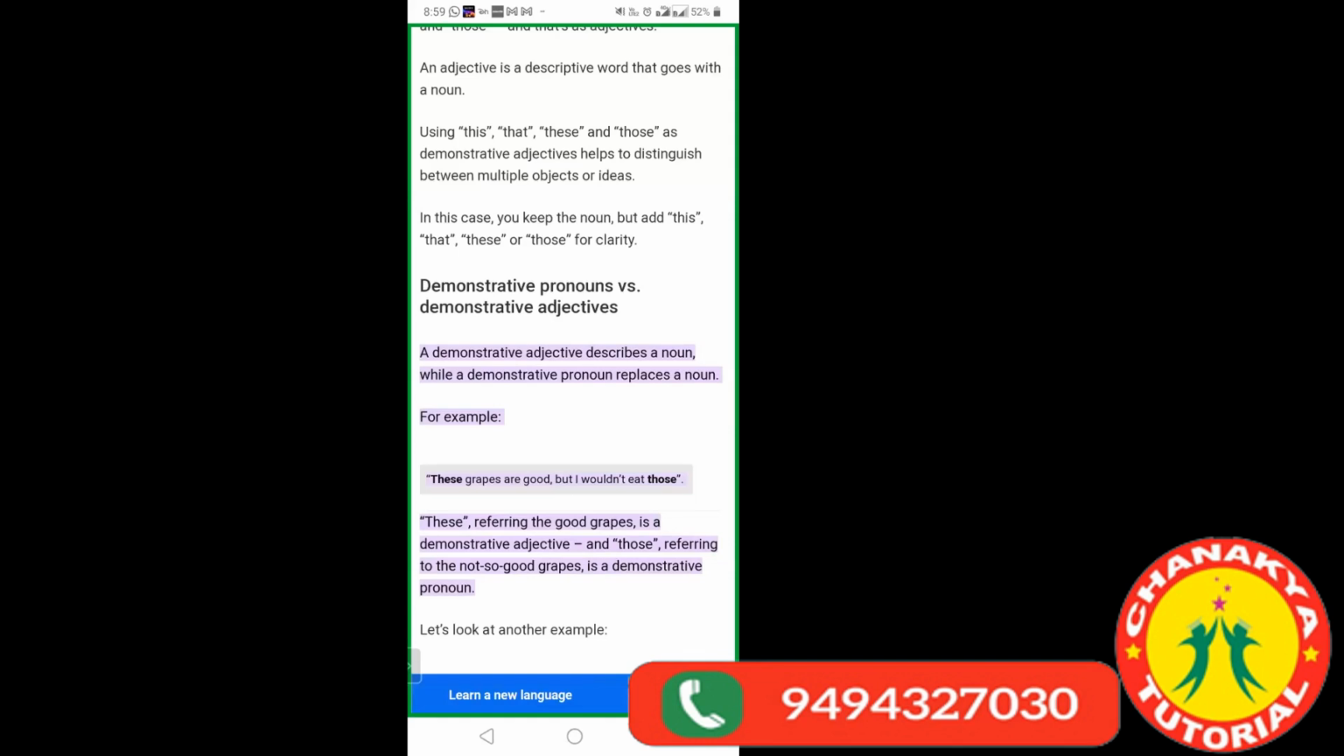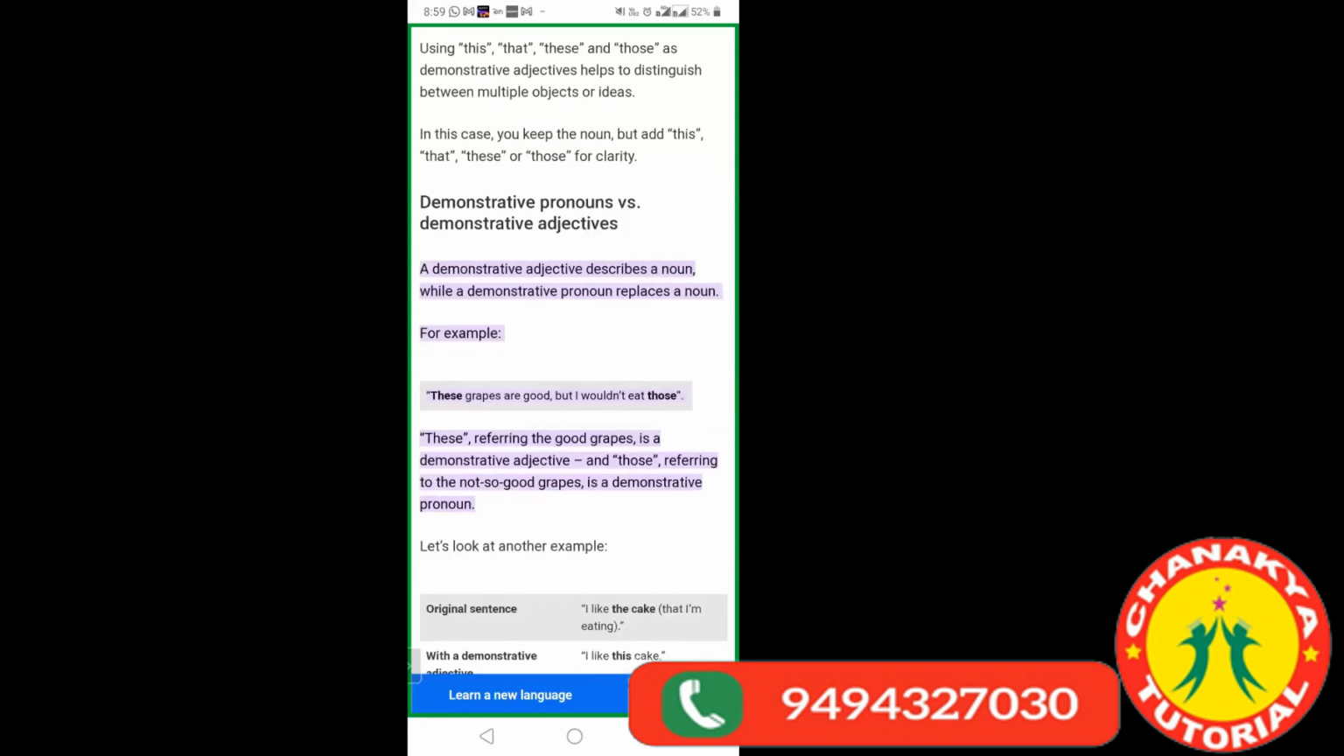A demonstrative pronoun means it replaces the noun. Instead of the girl's name, for example, the girl's name is Priya. Priya is looking beautiful. She is looking beautiful, right? She is a pronoun, right? Without lacking the sentences, we are making it in a short form. Correct. For example, see this example.